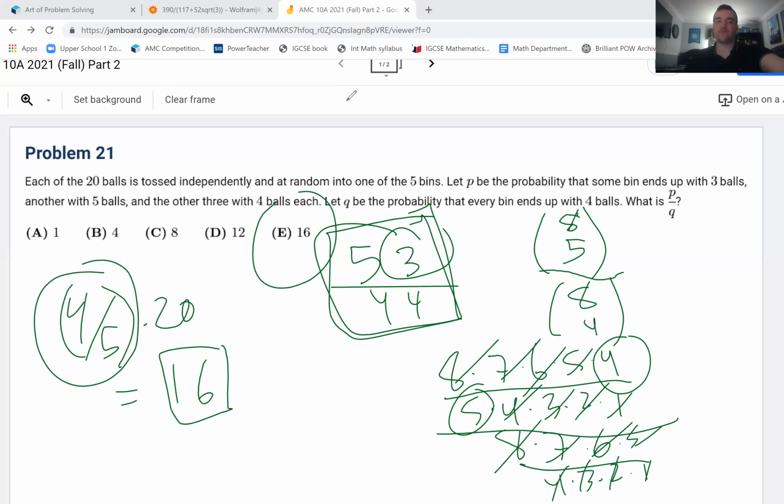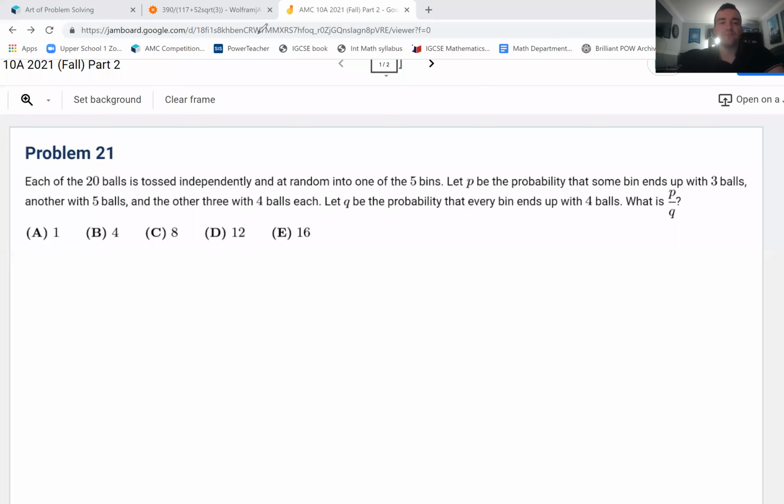Overall, not a crazy hard problem, but almost deceptively easy to a point where you might make the same mistake that I made. Probability can be very tricky like that, so you just have to be careful with it.